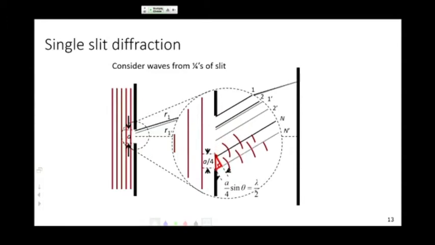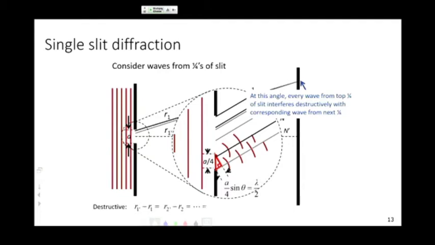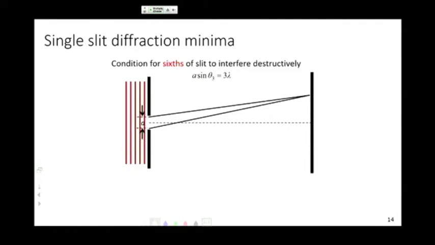Okay, this is going to be true for every point on the slit. So the condition for destructive interference, once again, for the second minimum is A over 4 sine theta 2 is equal to lambda over 2, or if you like, A sine theta 2 is 2 lambda. So now you see the pattern, right? The next one, I'll divide them into 6 parts.